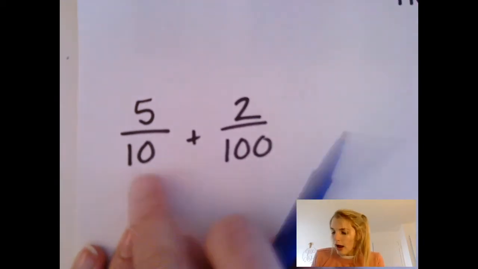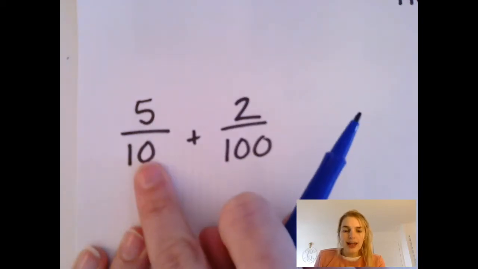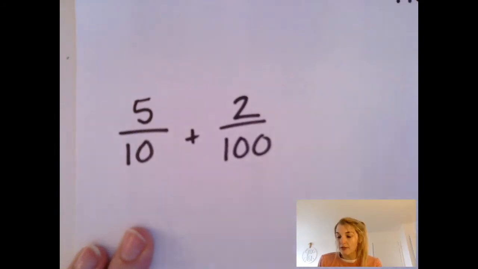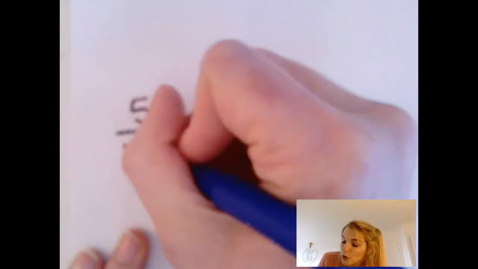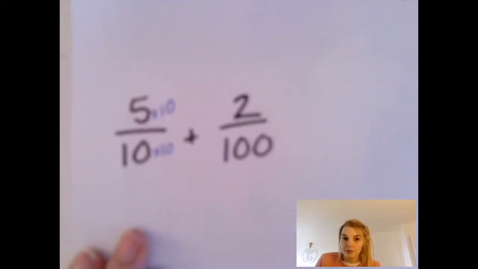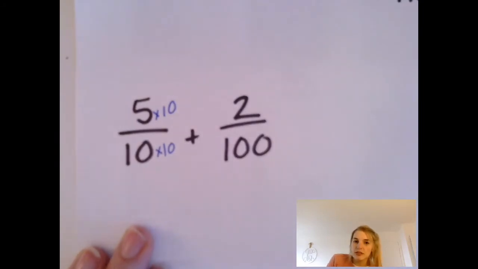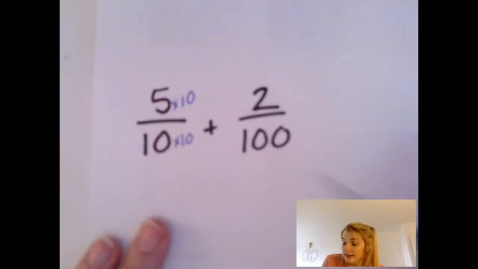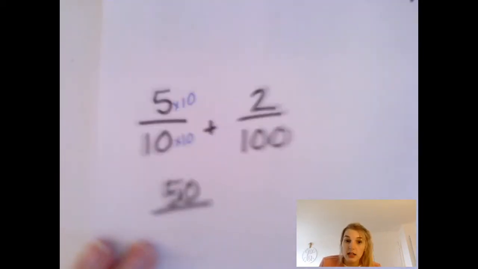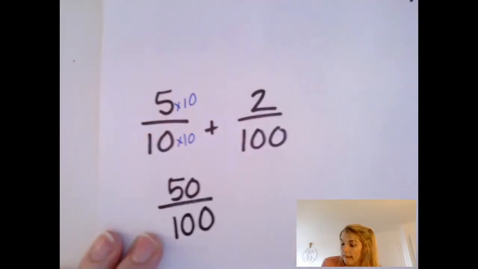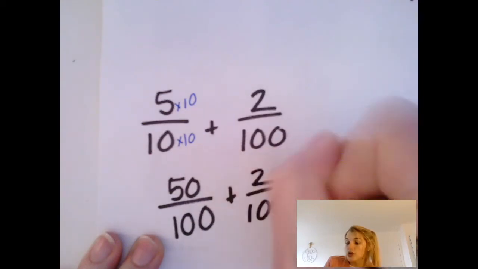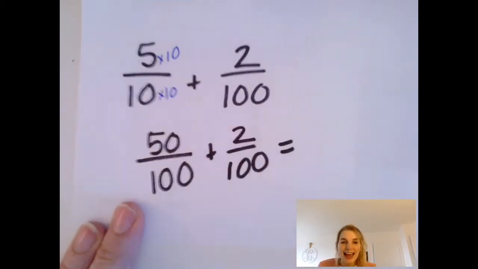Well, I could make this 10, I could make this 100, because I know 10 times 10 is 100. So remember, what you do to the bottom or top, you do to the other side. We always have to balance these. So let's take a look to see what this looks like. 5 times 10 is 50. 10 times 10 is 100. And we already had here, we can leave this the same, 2/100ths.